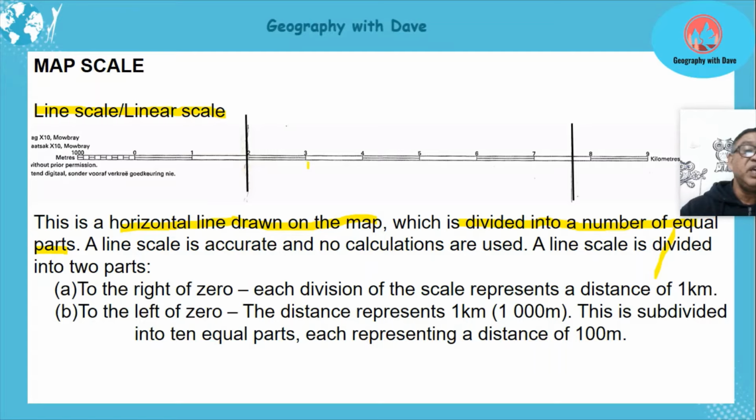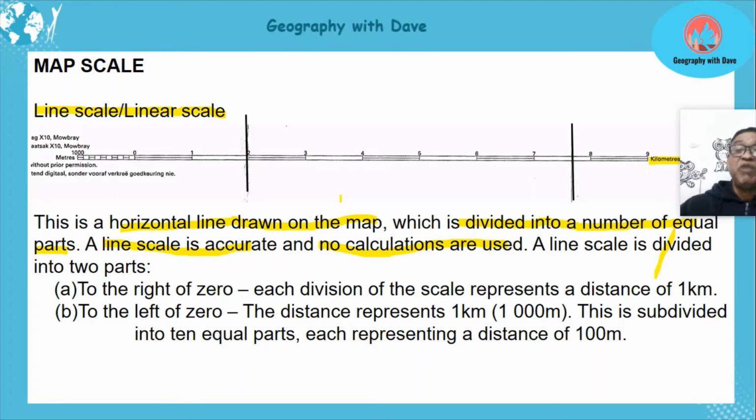Can you see? From there to there, it's the same distance. From there to there, it's the same distance. The line scale is accurate and no calculations are used. You don't have to use calculations. This line scale is in kilometers. It shows you from 0 to 1 is 1 kilometer, 2 kilometers, 3 kilometers, 4. I maybe have exaggerated it here, but on the map it's accurate.